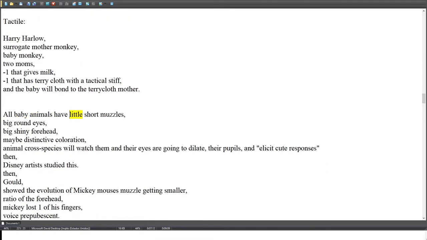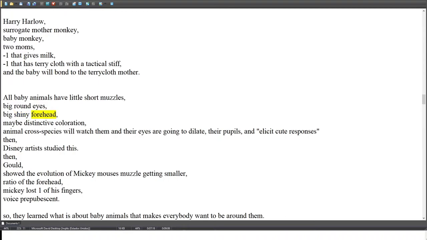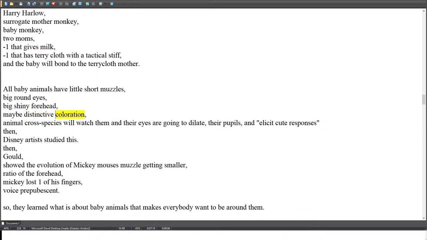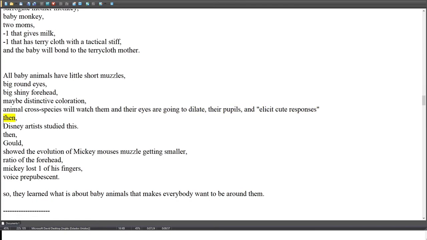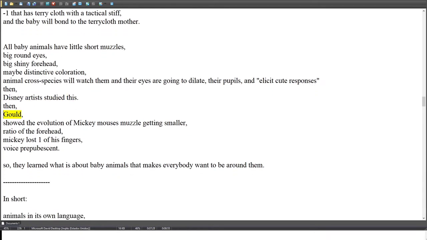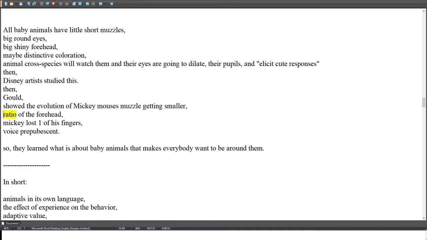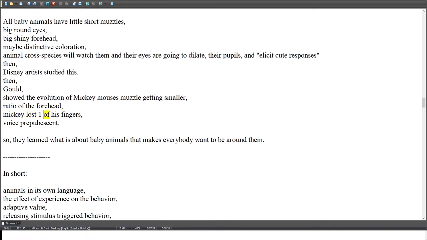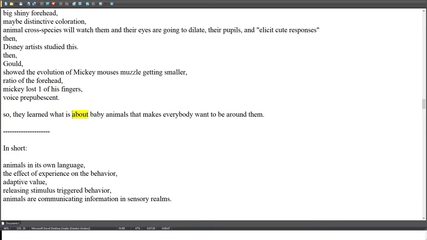All baby animals have little short muzzles, big round eyes, a big shiny forehead, maybe distinctive coloration. Animals across species will watch them, and their pupils are going to dilate, and elicit cute responses. Disney artists studied this. Gould showed the evolution of Mickey Mouse's muzzle getting smaller, the ratio of the forehead. Mickey lost one of his fingers. Voice prepubescent. So they learned what it is about baby animals that makes everybody want to be around them.